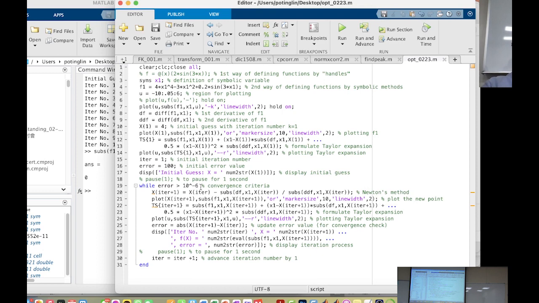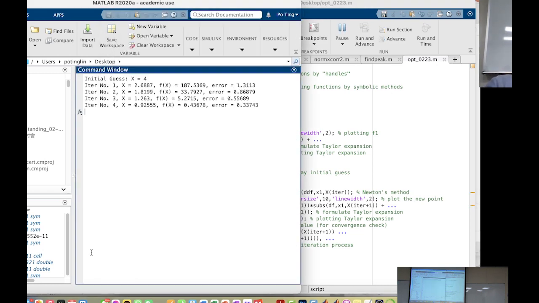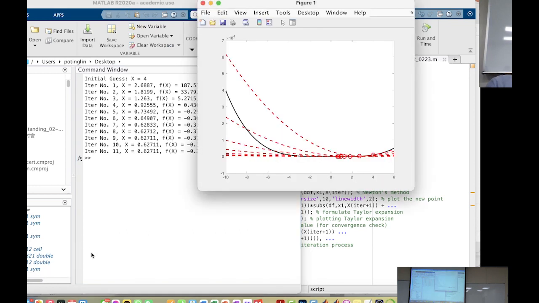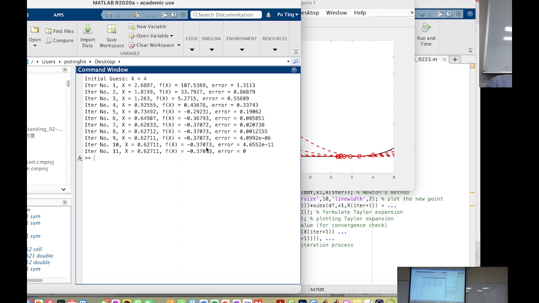If I try to enlarge the error once more, if I say 10 to the power of 30, let's see how many iterations you will go. Bless you. One more iteration. So numerically, the computer believes there's no error between the previous step and the current step.